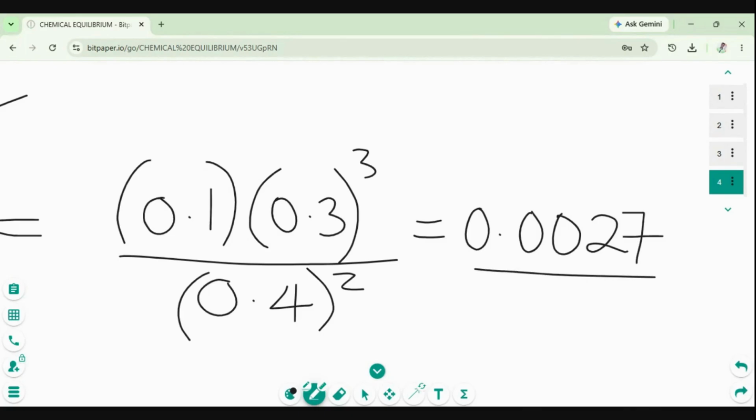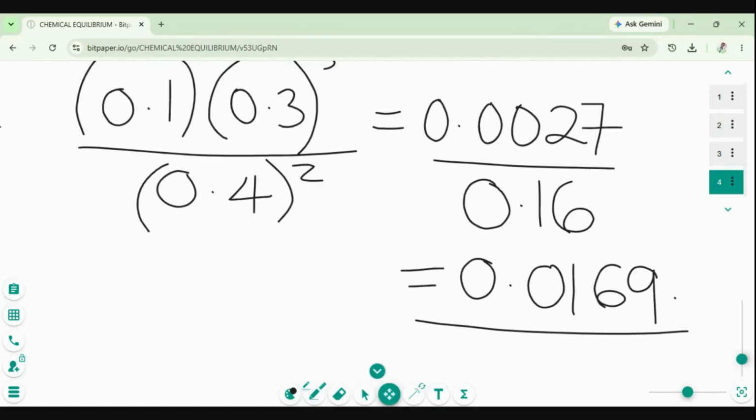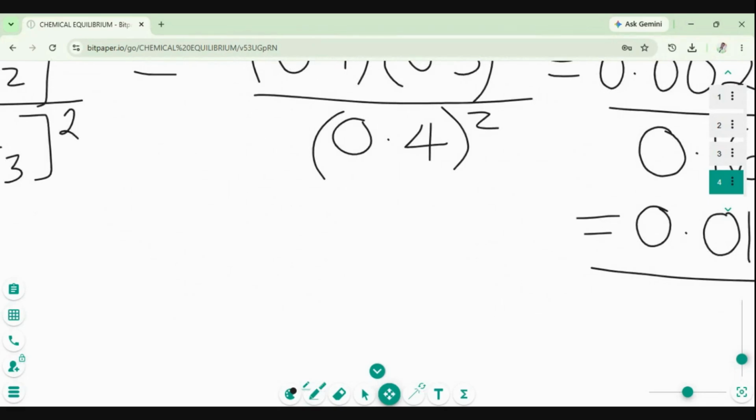0.0027, and this is being divided by 0.4 squared, which finally becomes 0.16. So 0.0027 divided by 0.16 finally gives you, I'll write to 4dp, 0.0169. That is our answer. But remember, that is not the answer, it is just a value. The answer should be the value together with the units.